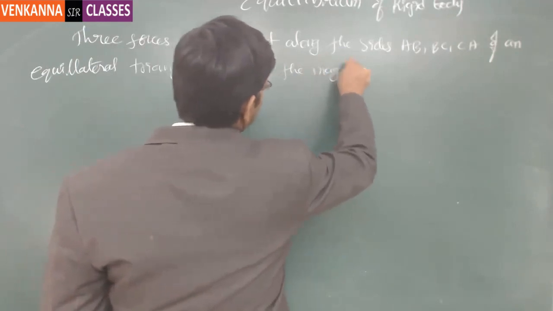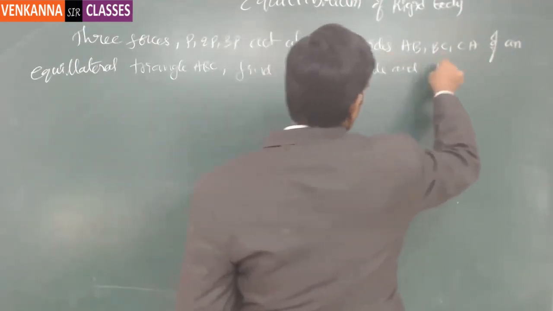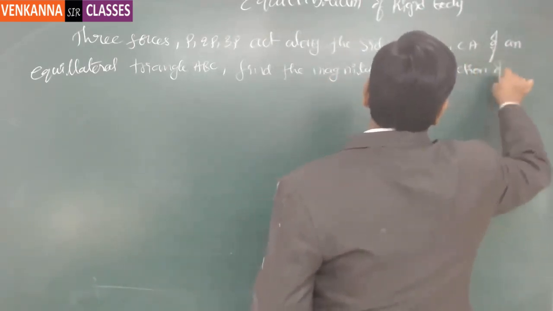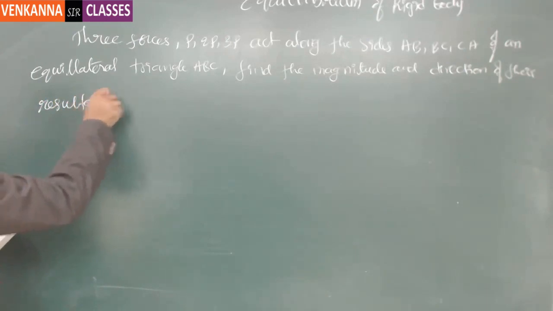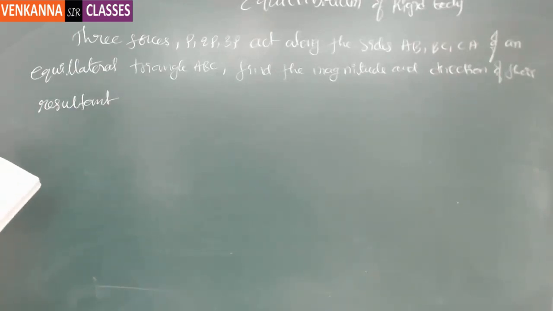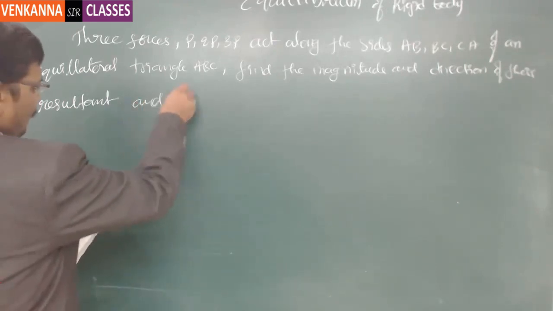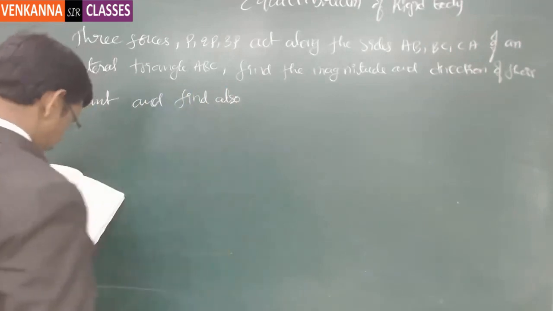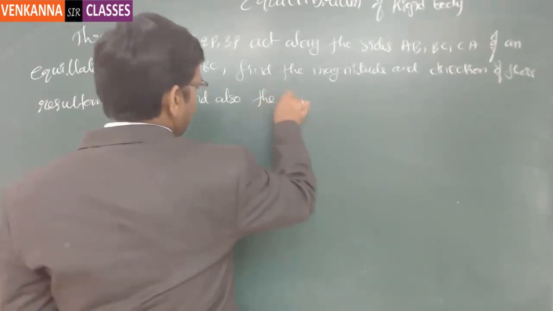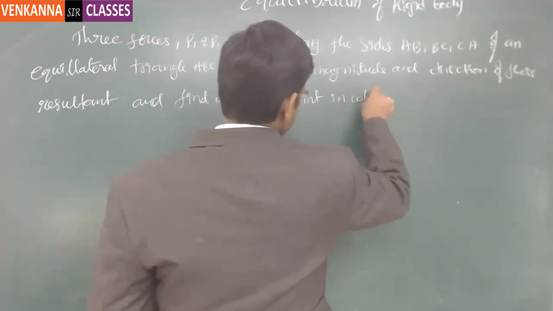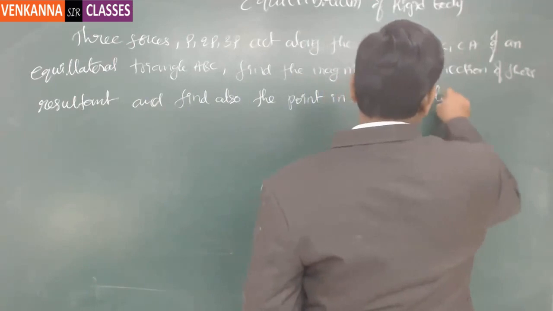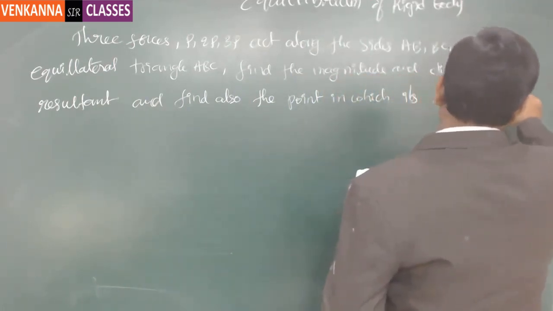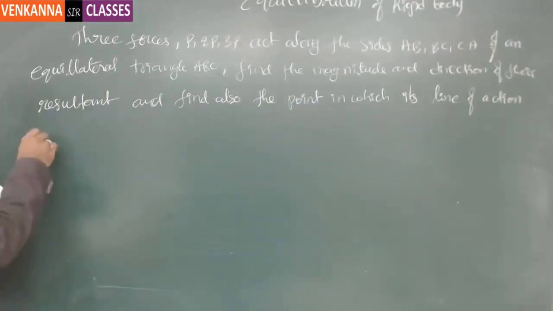Find the magnitude and direction of their resultant. And find also the point at which its line of action meets the side BC.